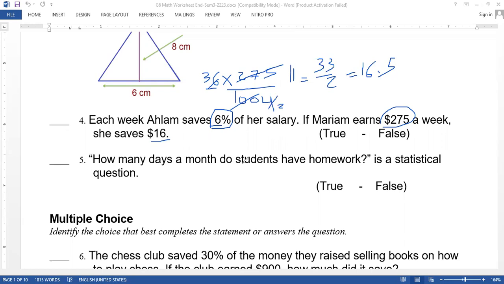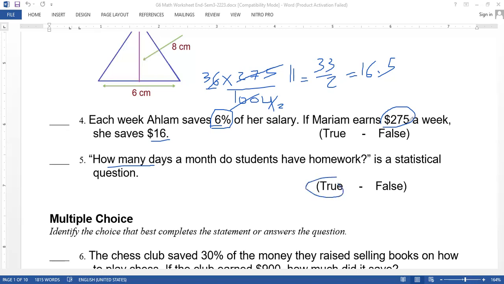How many days a month do students have homework? Is it a statistical question? Here, let's see. How many days a month do students have homework? So the students will have different answers. So the question is statistical because we have variability of correct responses. We don't have only one response, so we have variability of correct responses. So it's statistical. So true.